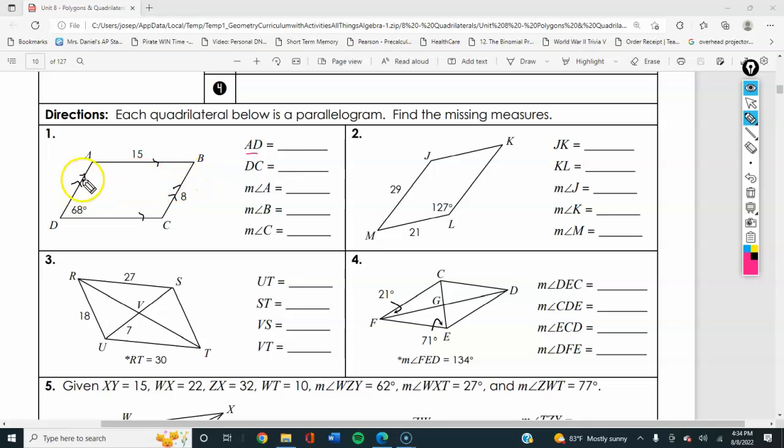So AD is opposite BC. So if BC is 8, AD is also 8.